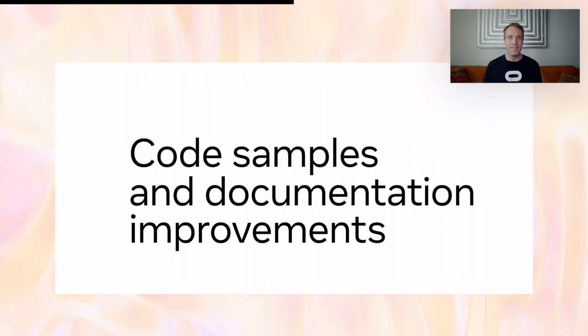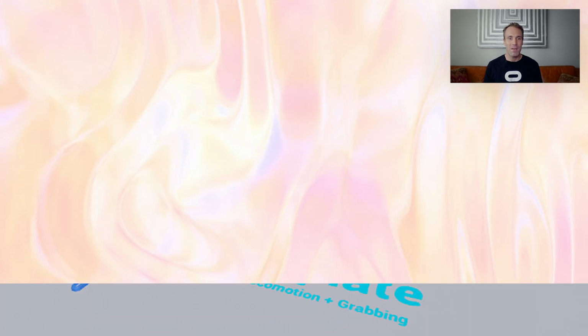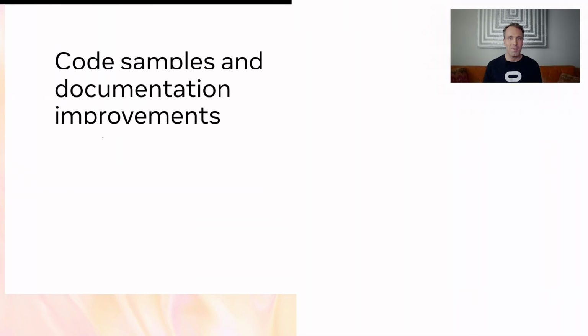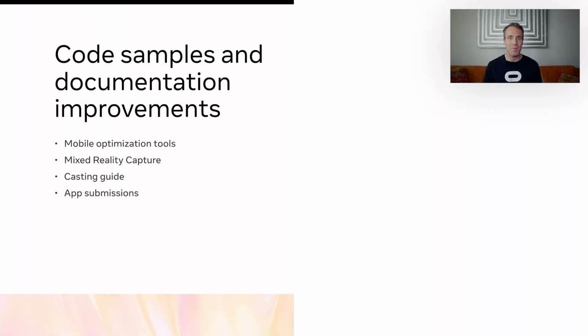We've also dedicated time to improving our code samples and documentation to provide you with better support throughout development. We recently shipped a collection of UE4 code samples called the Essentials that covers key VR use cases, including locomotion, shadows, text, and more. We've revamped our documentation portal to be device-focused so you can access relevant information quicker. Additionally, we've added more guides such as mobile optimization tools, mixed reality capture and casting guide, app submission guide, and more.